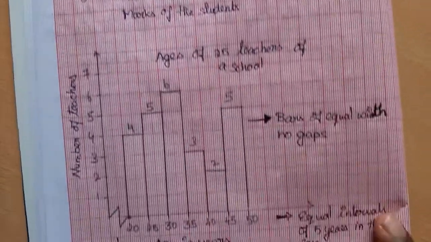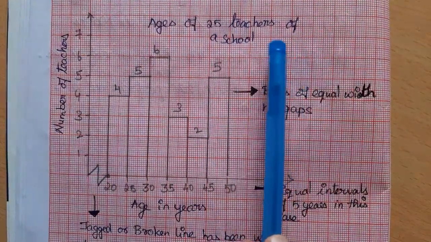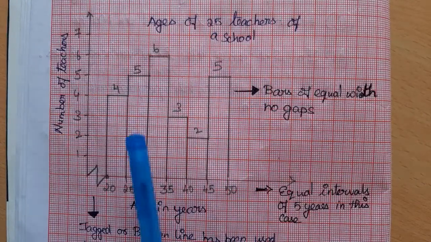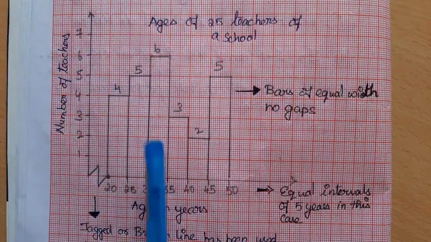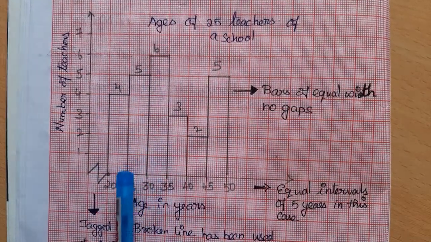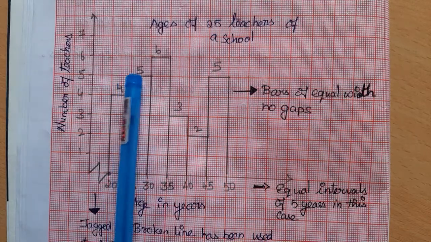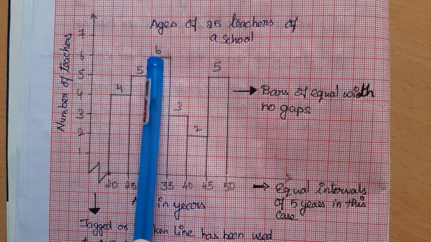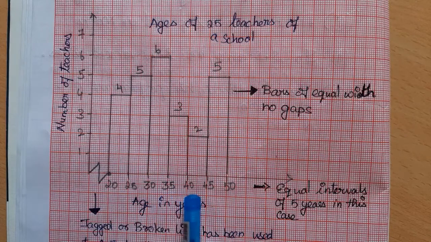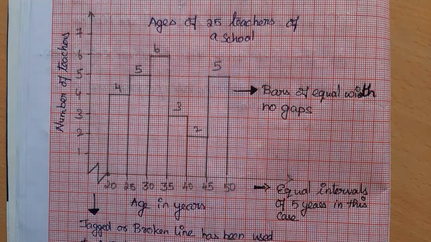And here I will show you one more histogram: the ages of 25 teachers of a school. Here I have the number of teachers, and here the age in years. In the histogram, age 20 to 25 has 4 teachers, 25 to 30 has 5 teachers, 30 to 35 has 6 teachers, 35 to 40 has 3 teachers, 40 to 45 has 2 teachers, and 45 to 50 has 5 teachers.